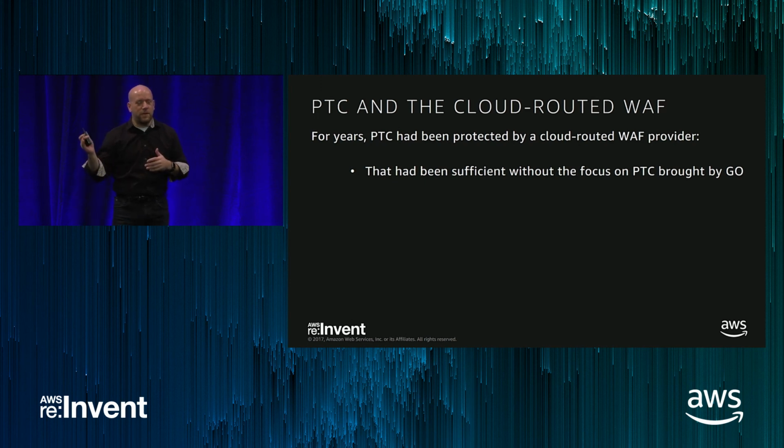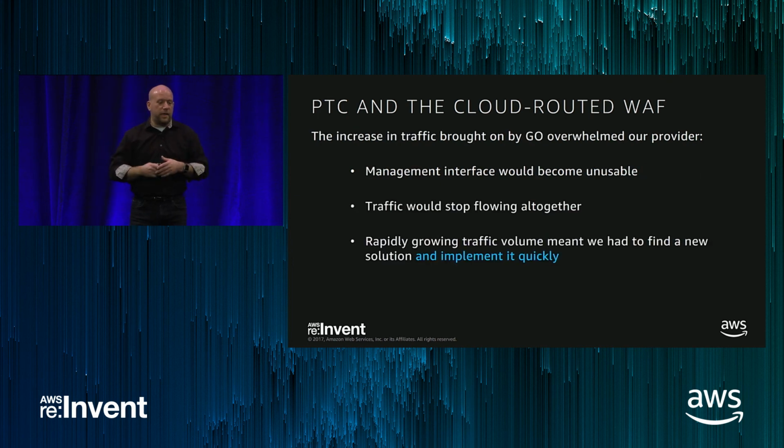So the world that we were in was we had a cloud-routed WAF, and we'd been doing business with that provider for a number of years, and prior to Go and all the extra traffic that it brought, that cloud-routed WAF did the job for us. We didn't need anything more. And then Go happened, and all of a sudden that was no longer sufficient. We just brought more traffic than they could handle as a company.